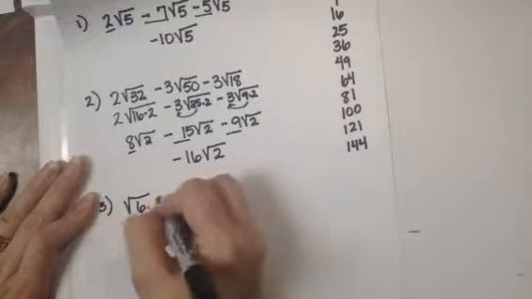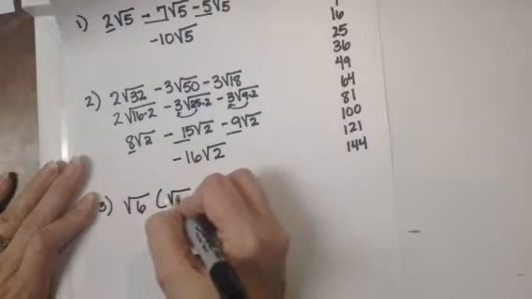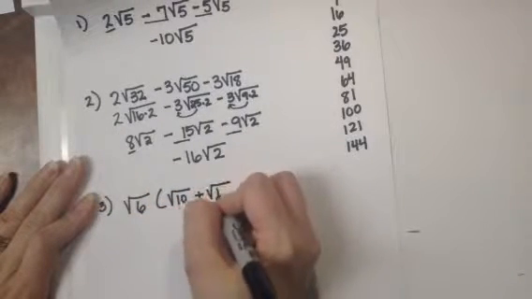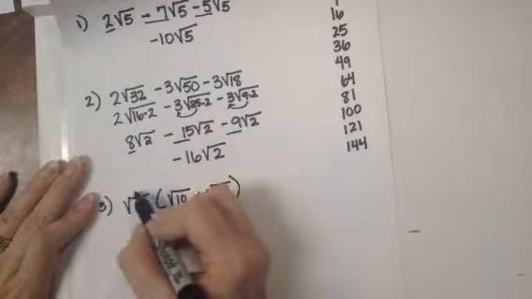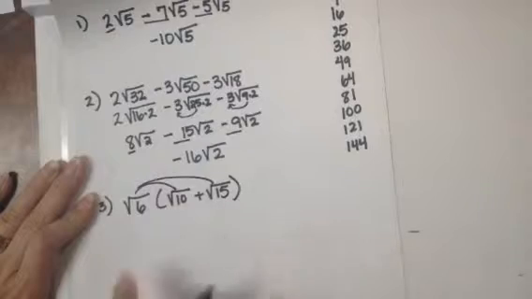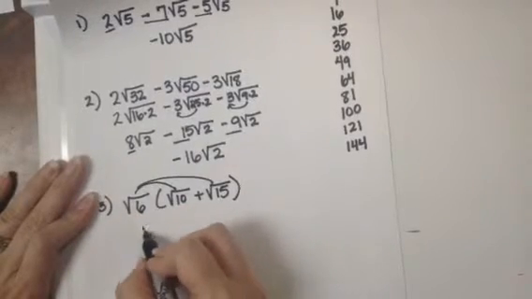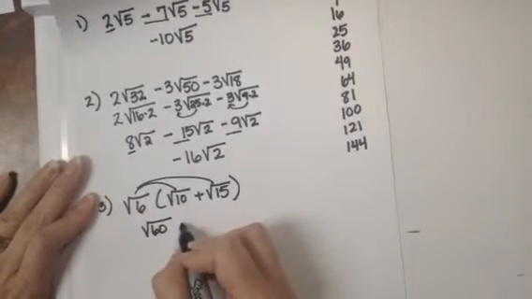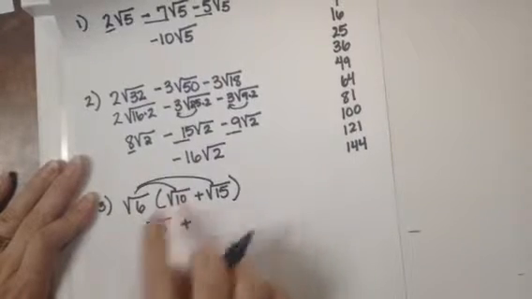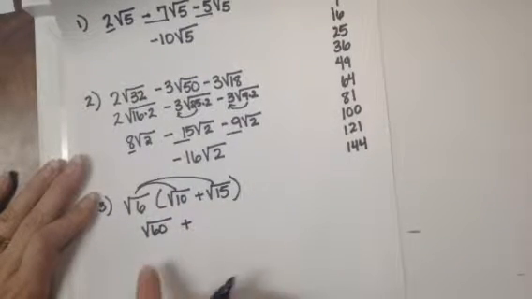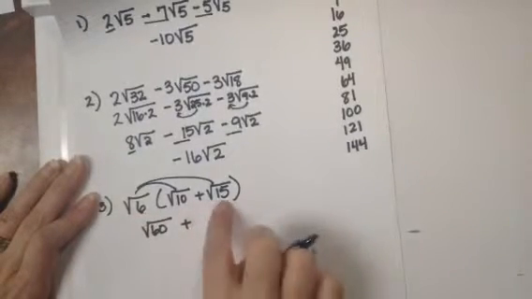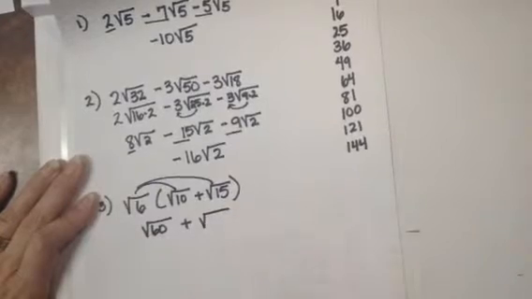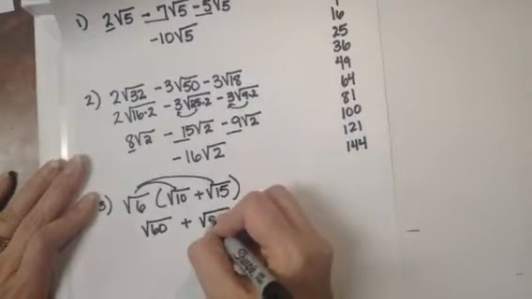Distributive. Square root of 6 times square root of 10 plus square root of 15. Alright, now this one is multiplication first. So we would distribute this to each one of them. Square root of 6 times square root of 10 is square root of 60. So when we're multiplying radicals, we can multiply any radicals together. And we just take what's underneath the radical, find their product, put it under one radical. Square root of 6 times square root of 15 is going to be 90.